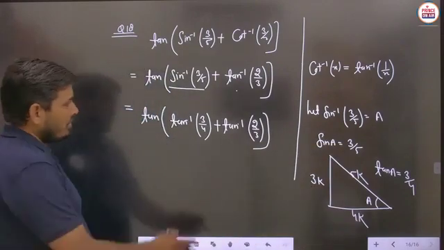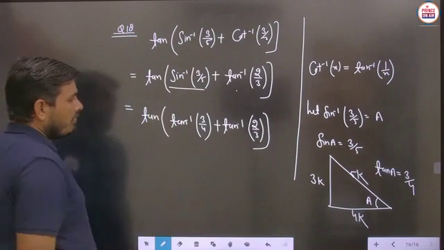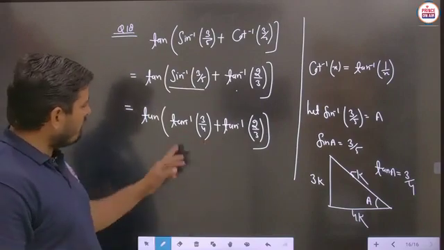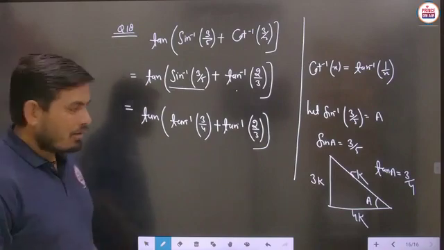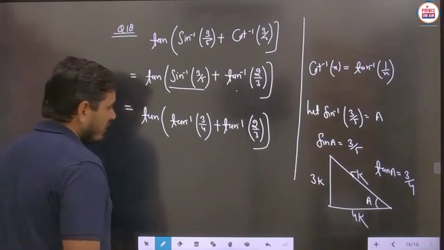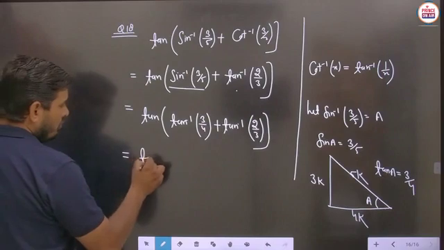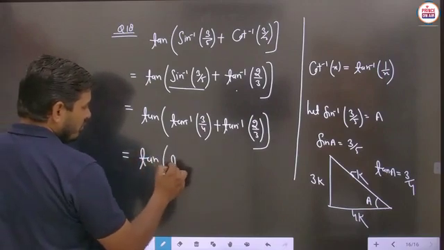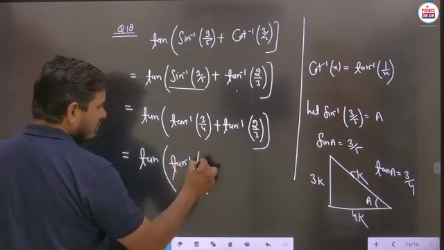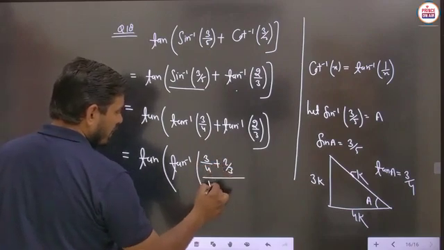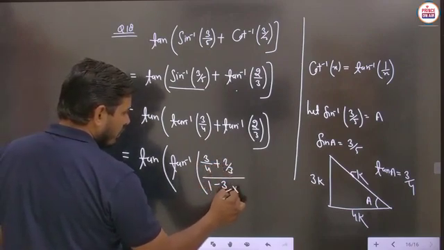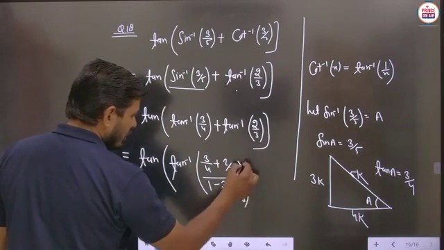So now there is a requirement to change this part into tan inverse, so that now we can use the formula of tan inverse x plus tan inverse y. Is it clear? So tan inverse x plus tan inverse y is what? I think you know this formula very well. So it should be written as tan inverse of (3 by 4 plus 2 by 3) upon (1 minus 3 by 4 into 2 by 3). Is it clear?